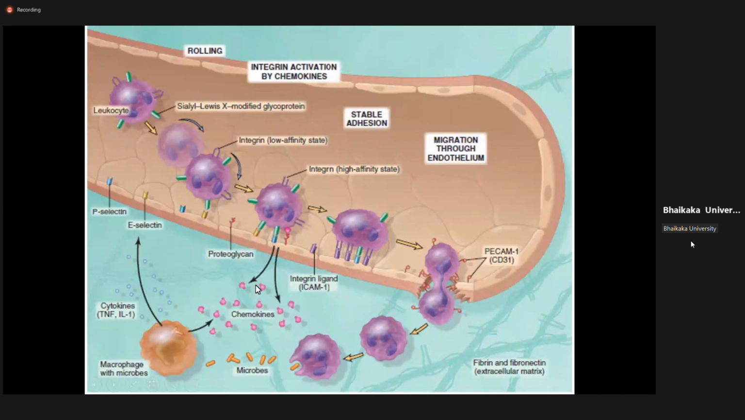On the other side, these chemokines act on the blood vessel by combining with proteoglycans. These are the proteoglycan molecules which are present on the endothelial cell wall. These chemokines get attached to this proteoglycan, and in turn, these chemokines act on adherent leukocytes.